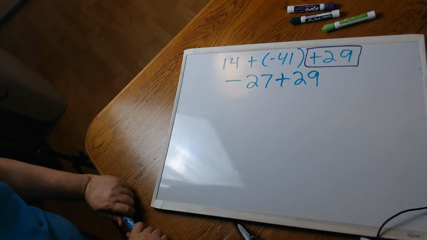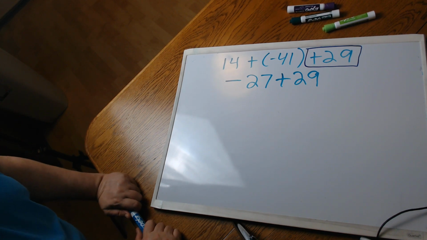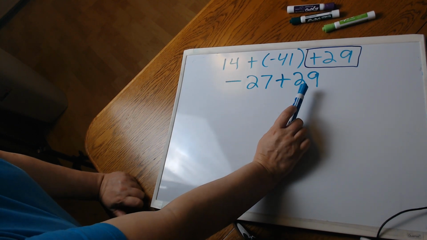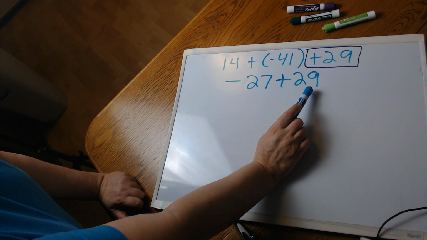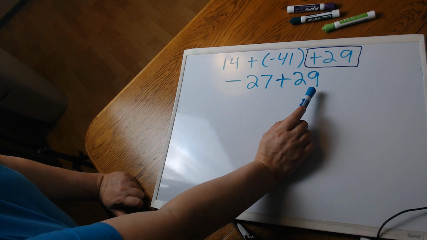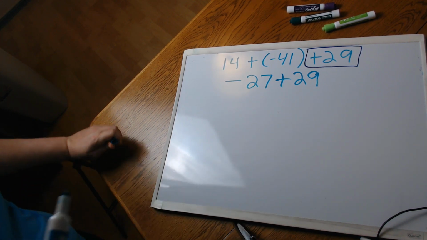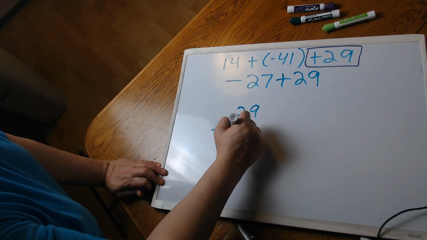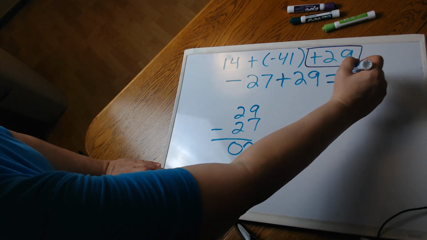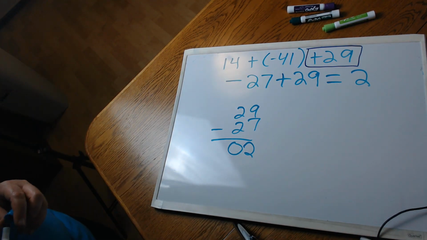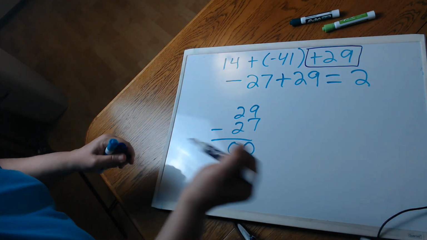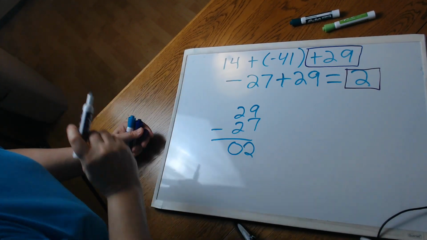And we're left with negative 27 plus 29. Now, the absolute value of negative 27 is 27. The absolute value of 29 is 29. And the 29 has the largest absolute value. So we're going to use the sign of the 29, which is positive. So that means our answer is going to be positive. So now we just do 29 take away 27. 9 minus 7 is 2. 2 minus 2 is 0. So our answer is a positive 2. And I'll put our answer in a purple square.